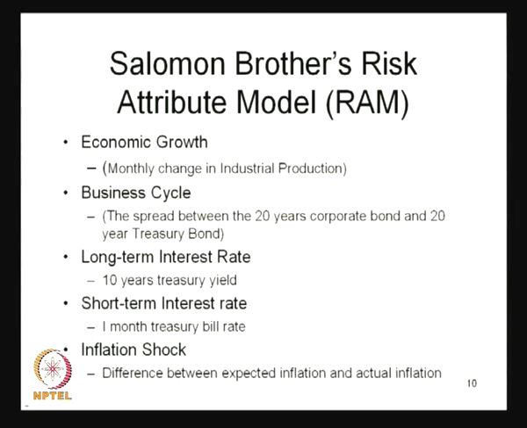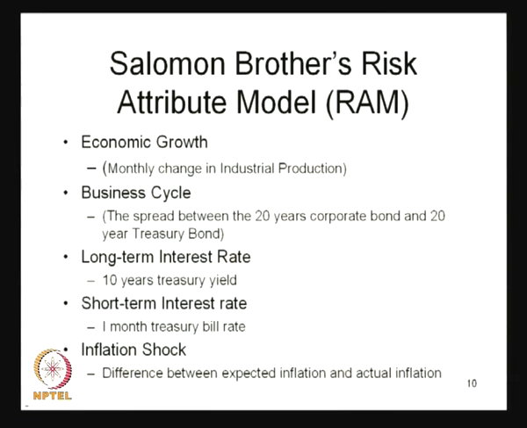The business cycle is basically measured as the spread between the 20 year corporate bond and the 20 year treasury bond. That means, if the spread is more, then we can say that there is a boom. If the spread is less, maybe we can say that there is a recession. Then the long term interest rate, which I already told you is the most important factor which affects the stock return. That is why there is a linkage between the money market and the capital market or the stock market in a particular time period, and they have taken the proxy of the 10 year treasury yield, which can be used as a long term interest rate for the market.